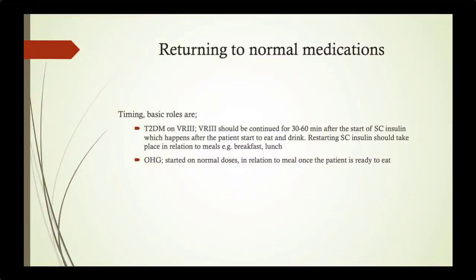Timing is very important. If the patient is on a variable rate infusion, it should continue for half an hour to an hour after the start of subcutaneous insulin. So they eat and have the subcutaneous insulin, but keep the variable rate infusion running for another hour. For oral hypoglycemics, you just start them at the same time, basically.